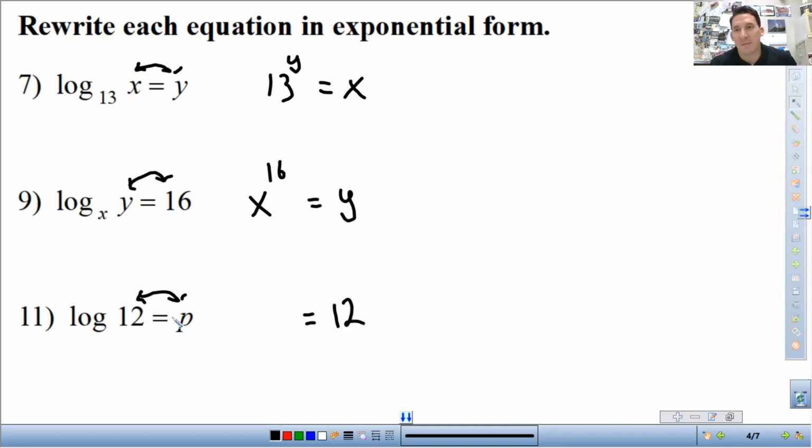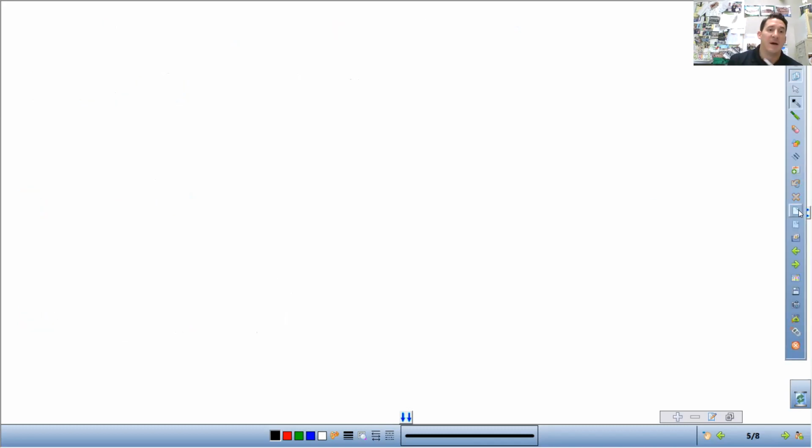Here's the thing, there's something I forgot to mention. If there's no base on the log, this is log base 10. All right. And we're actually going to talk about that in a second. I put that a little early. But so this is going to be 10 to the p power is equal to 12. And might as well talk about that now.